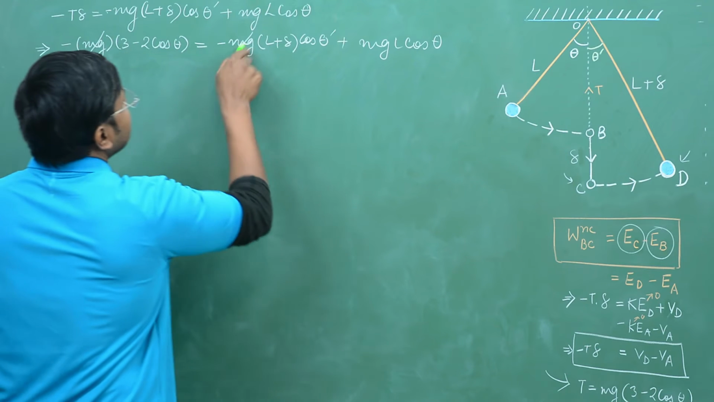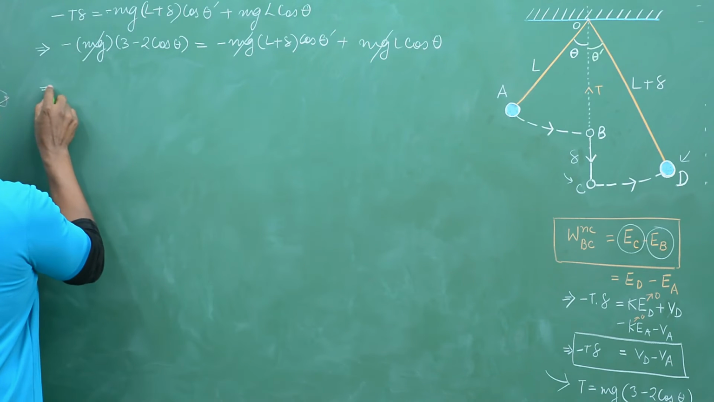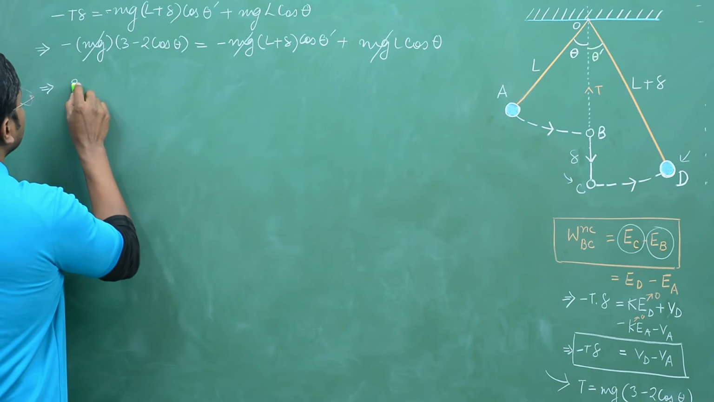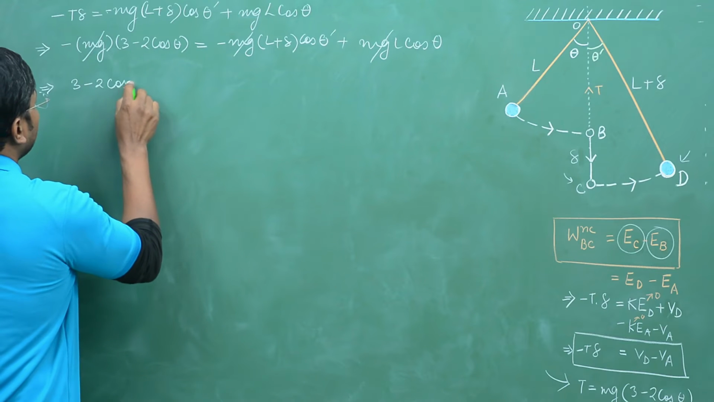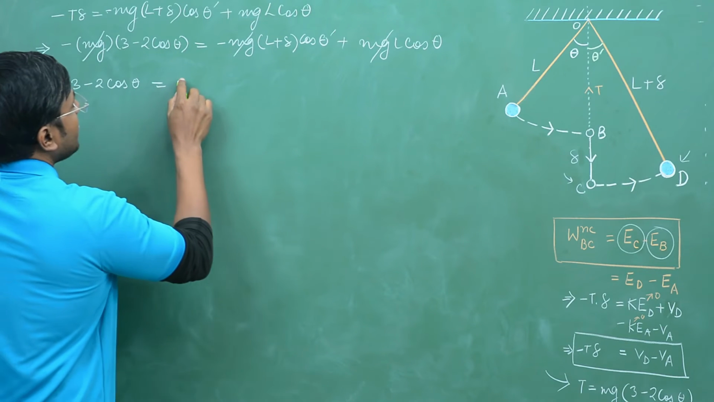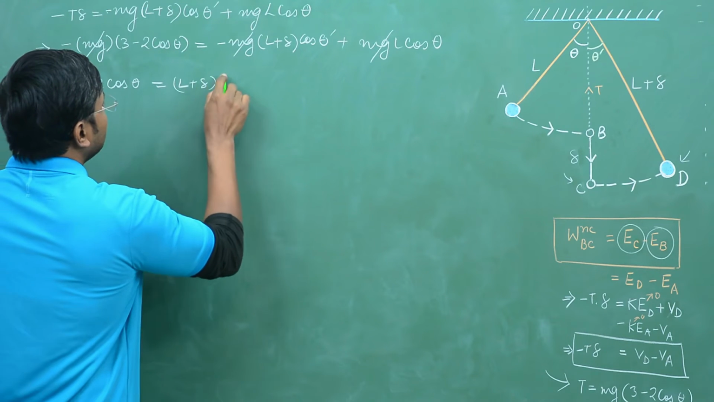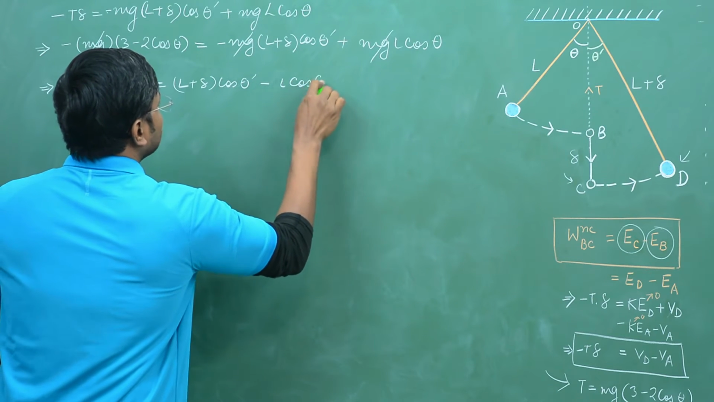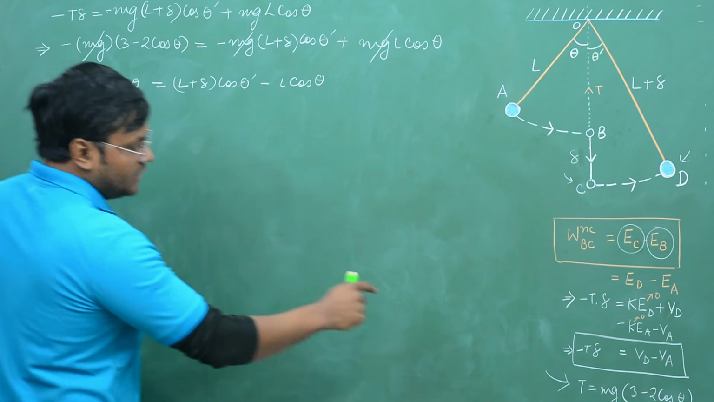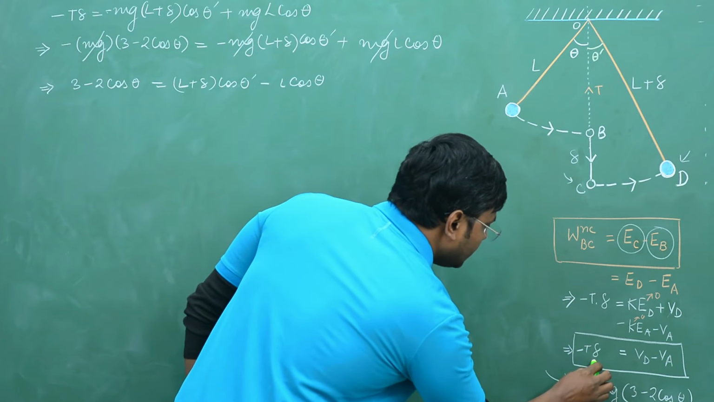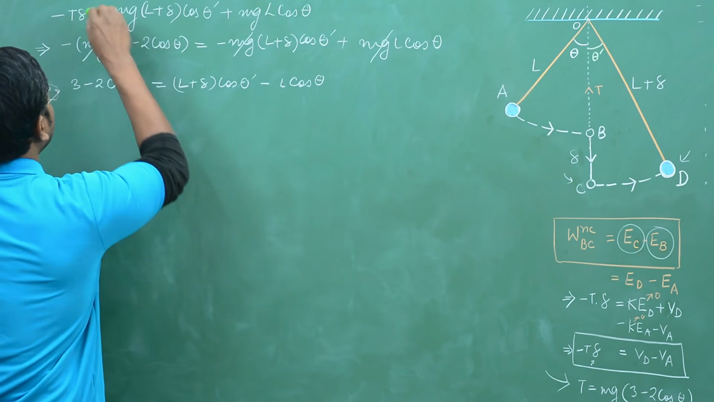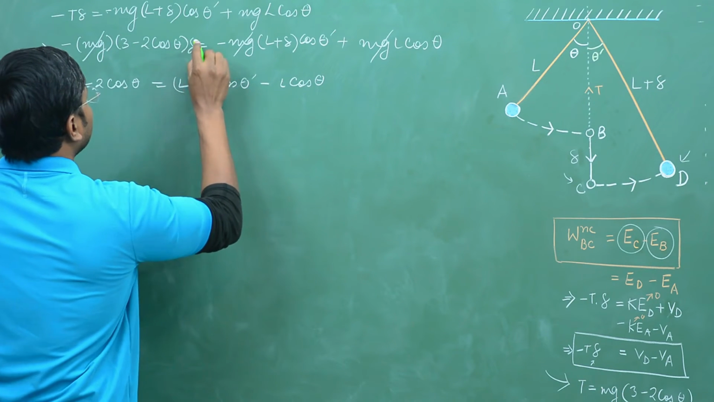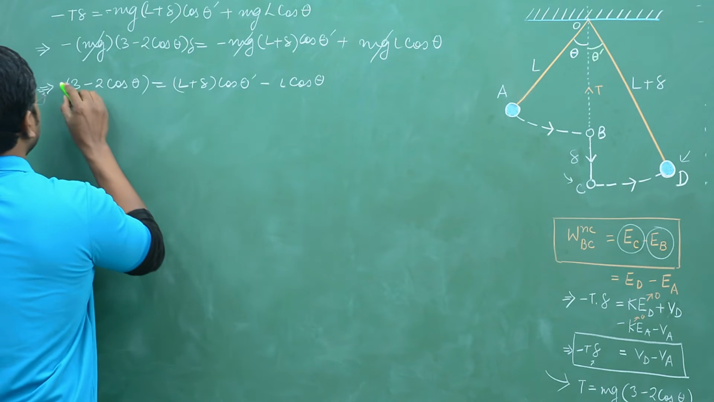The mg gets cancelled out and finally we are left with 3 minus 2 cos theta is equal to L plus del cos theta dash minus L cos theta. There was a del term here also, right? There was a del term here that I forgot to write. So this is the del. So there must be a del term here and there must be a del term here.